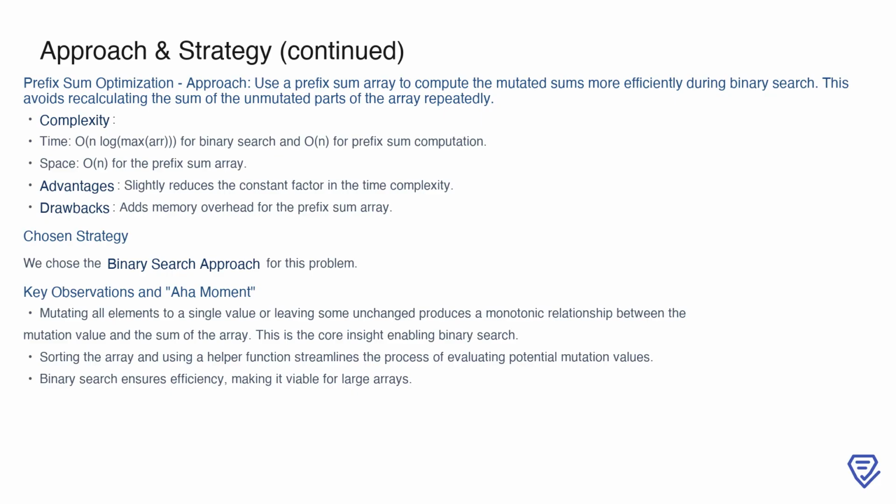This optimization slightly reduces the constant factor in the time complexity, keeping the binary search at O(n log max_r), while adding an O(n) step for computing the prefix sum. However, it does introduce an additional memory overhead of O(n) to store the prefix sums. This trade-off can be beneficial for some cases but may not always result in a noticeable runtime improvement. Ultimately, while the prefix sum approach is faster in theory, the added complexity and memory usage must be weighed carefully.